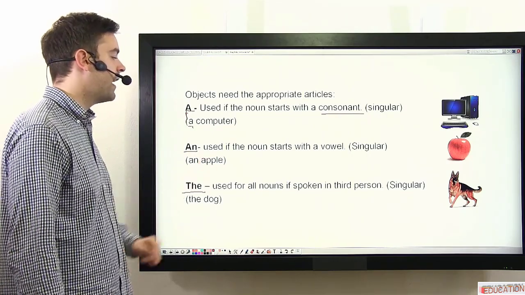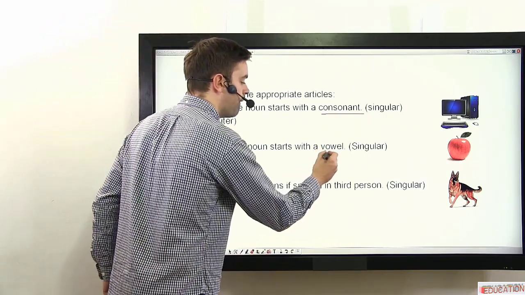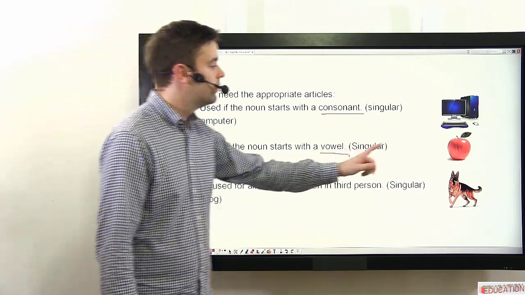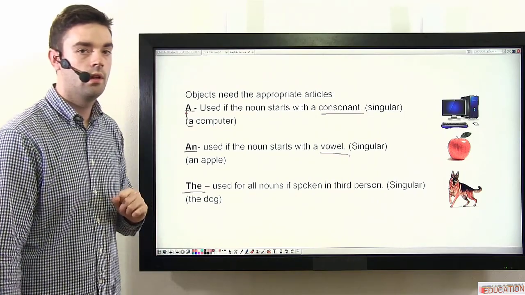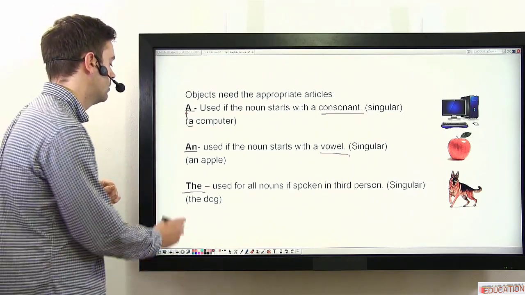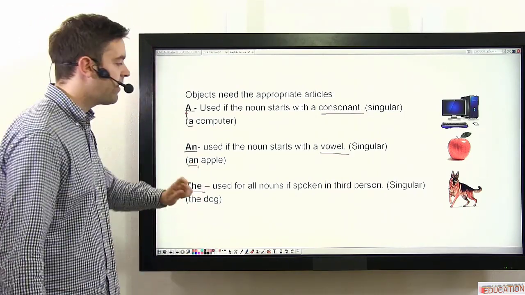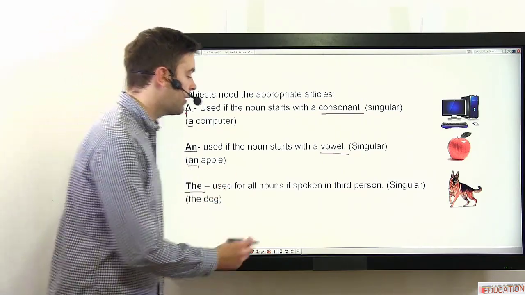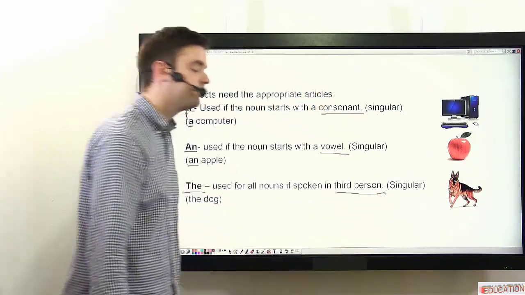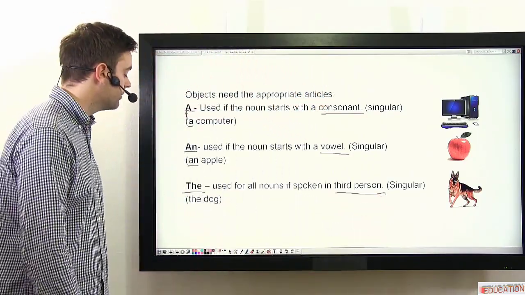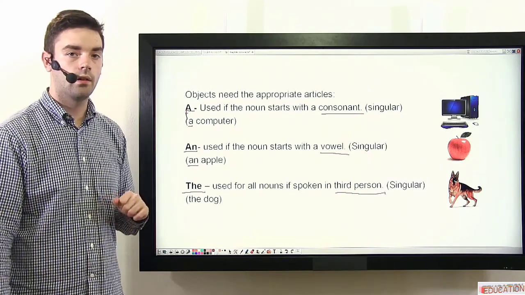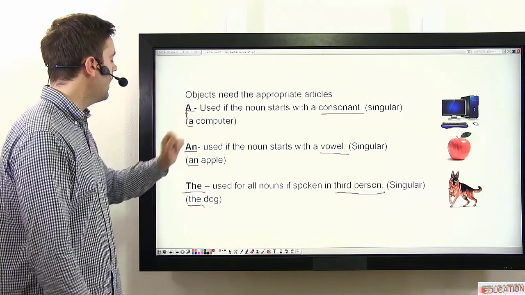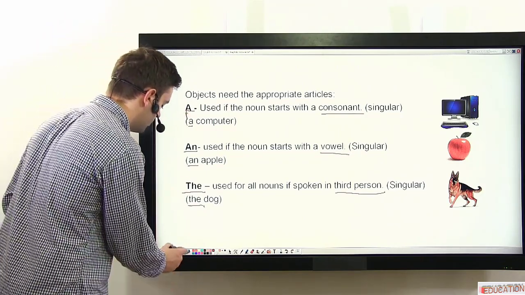An is used if the noun starts with a vowel. For example, an apple. And the is used for all nouns if spoken in the third person. The dog.